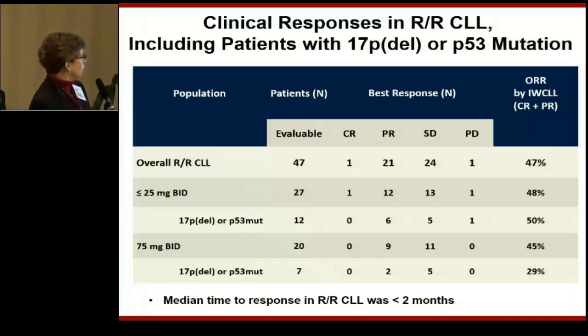If we look at the clinical responses, the response rate by IWCLL is 47 to 50%, and this is independent of the 25 or 75 milligram dose, and also appears to be largely independent of the 17p or P53 mutation. And so we have a nodal response rate of about 90%, an IWCLL response rate of about 47 to 50%. I assume most of the difference was due to ongoing lymphocytosis at the short follow-up point, but that wasn't actually mentioned.